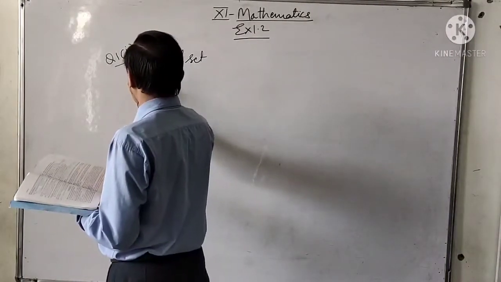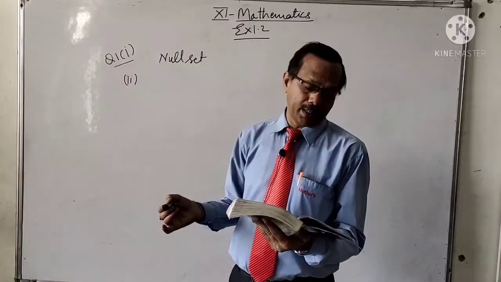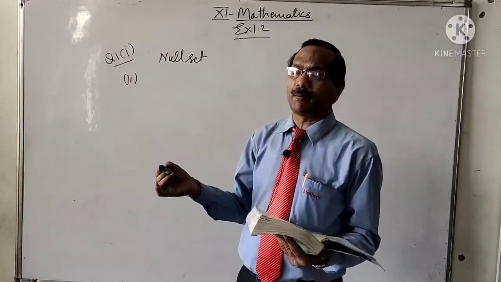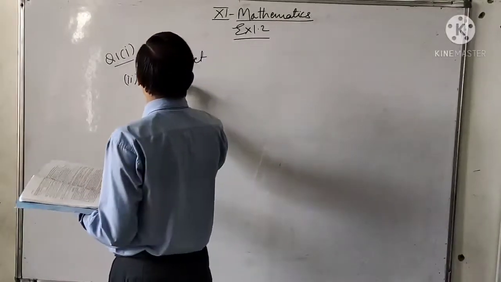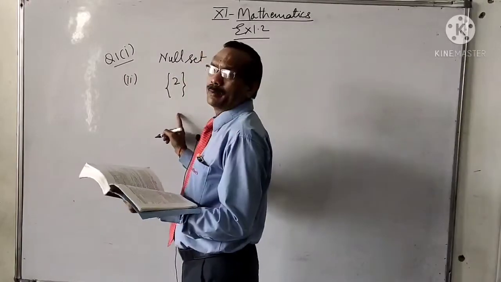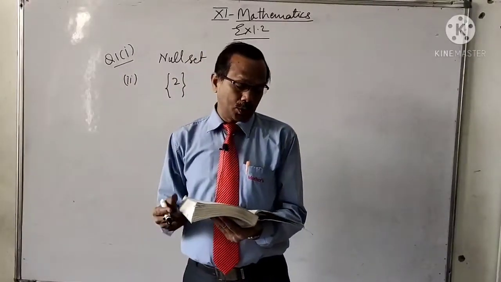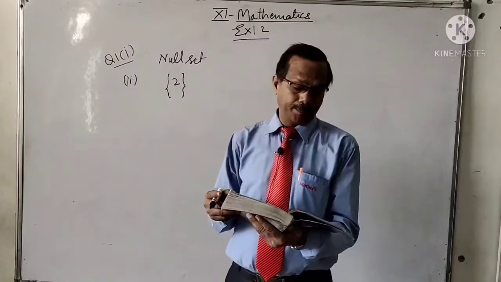Second part, set of even prime numbers. Student, it is not a null set because the even prime number is 2. It is having one element. 2 is even also and prime also. So it is not the null set.